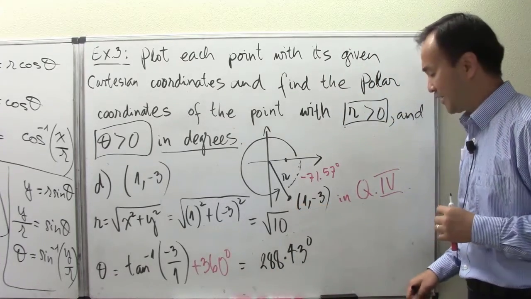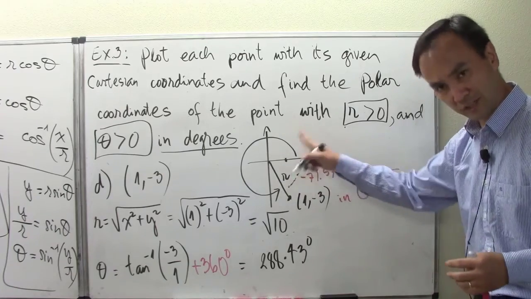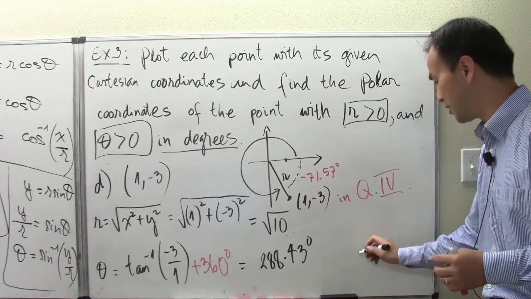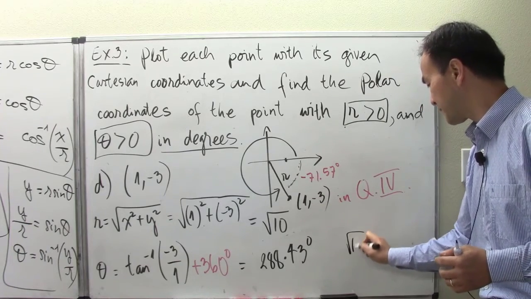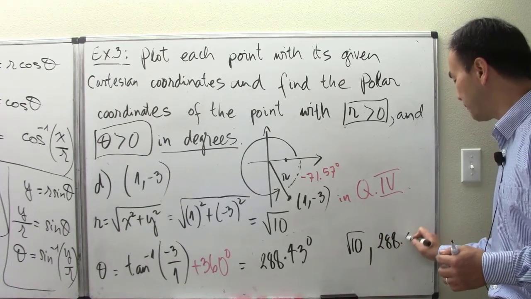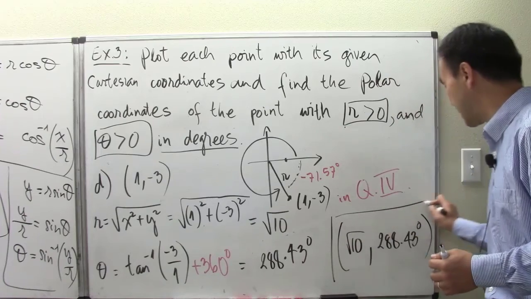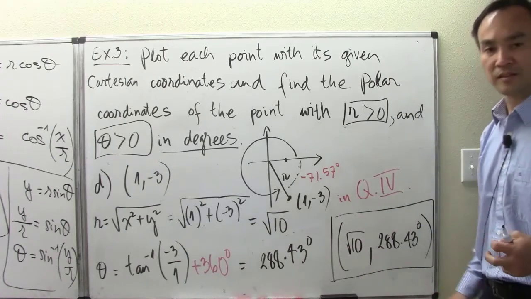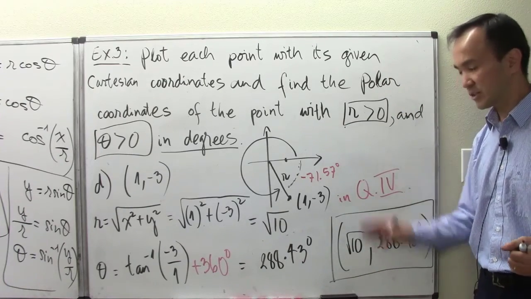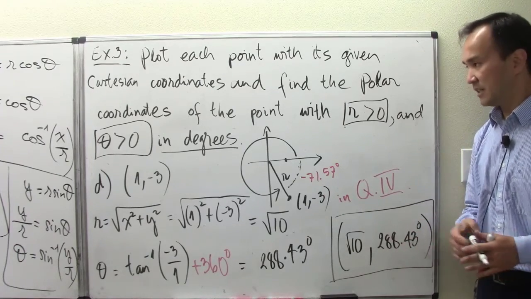All right, so now the final polar coordinate representation of this same point is going to be square root of 10 as the radius, and 288.43 degrees, in positive direction. That is our polar coordinates representation for this same point. All right, and that is the entire intention of example number 3 right here.